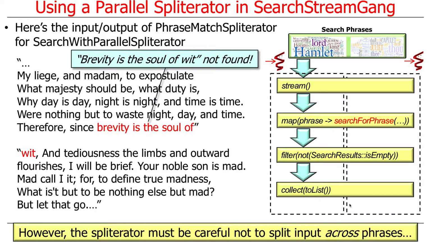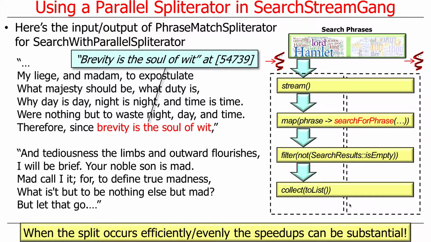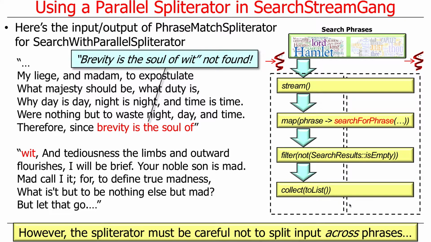Now, here's the tricky part. We have to be really careful how we split the input up into chunks, because if we're not careful, we could split the input in such a way that the phrase we're searching for spans where we did the split. If we were to split it this way, we would never actually find the phrase, because "brevity is the soul of wit" wouldn't be in this substring, and it wouldn't be in this substring. So if we search them in parallel, we wouldn't find it. We have to make sure that when we do the split, we always split in a way that respects the phrase boundaries, because otherwise we won't find what we're looking for.